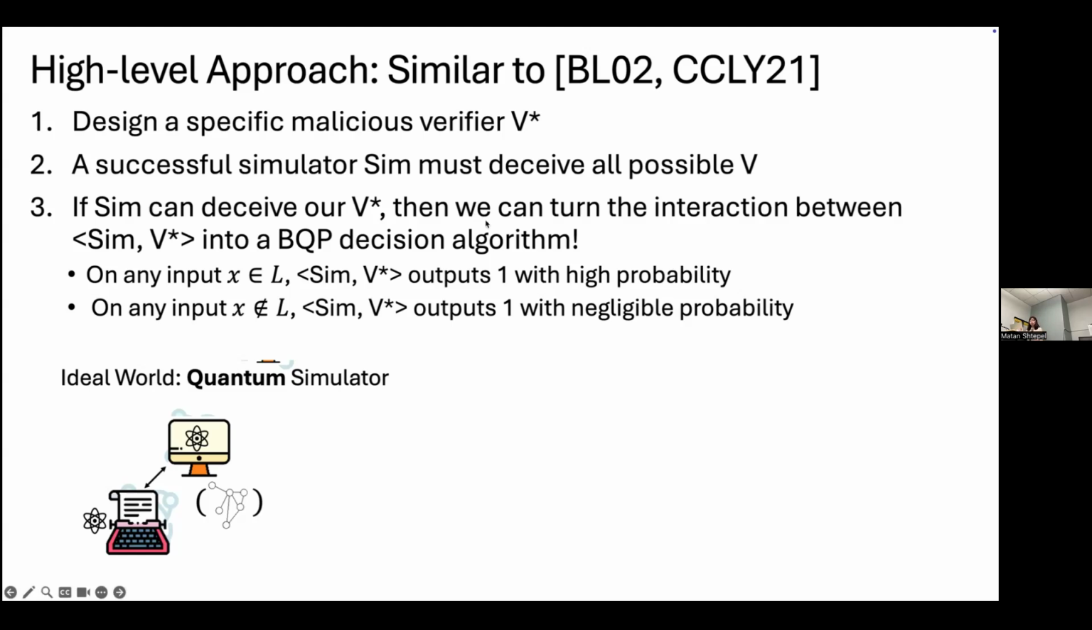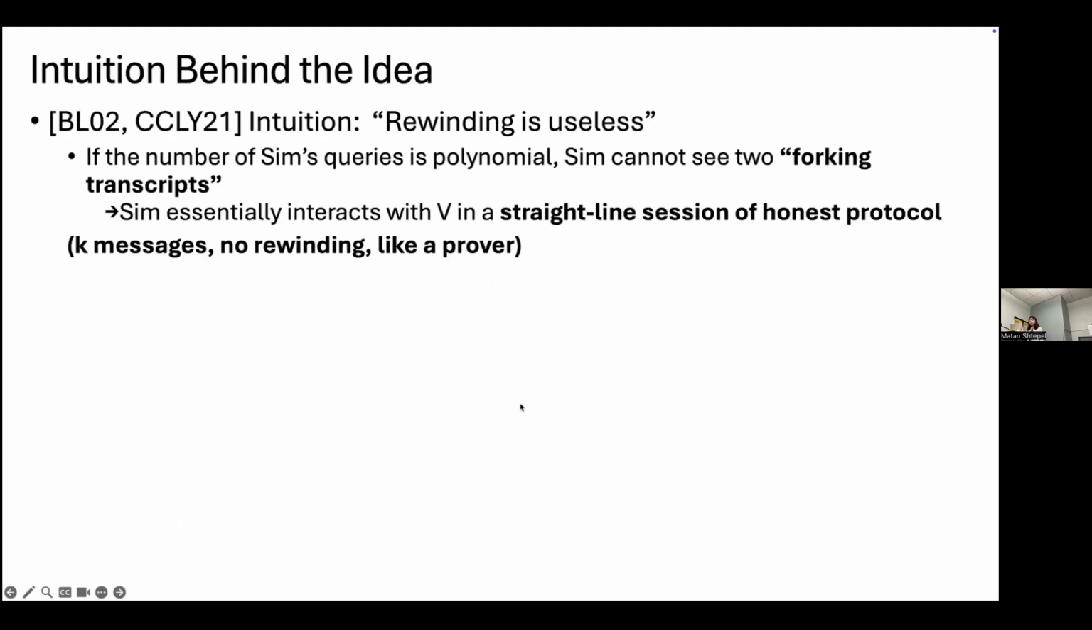But if it can do so, we can turn the entire interaction of the simulator and V-star into a BQP decision algorithm. That means on any input in the language, if I simply run the entire interaction, which is polytime, it outputs one with high probability. Given an instance not in the language, it outputs one with negligible probability. So I have the simulator algorithm and V-star, and none of them has the witness, but given an arbitrary instance, it helps me decide whether it's in the language. So now it's a BQP algorithm, and classically it's a BPP algorithm.